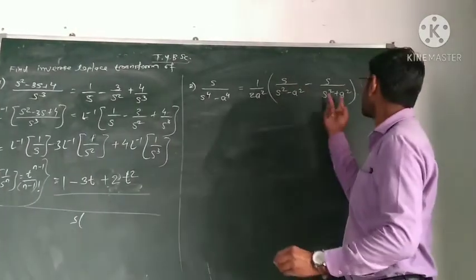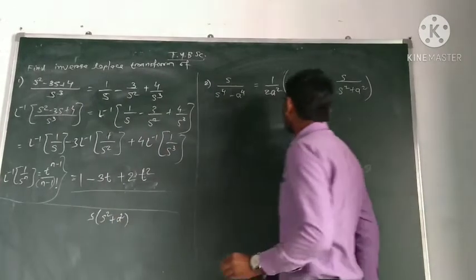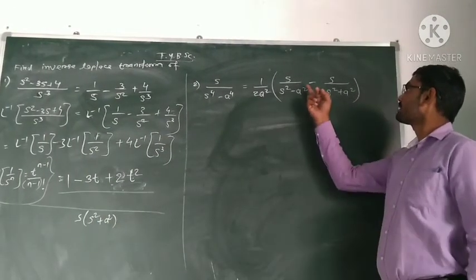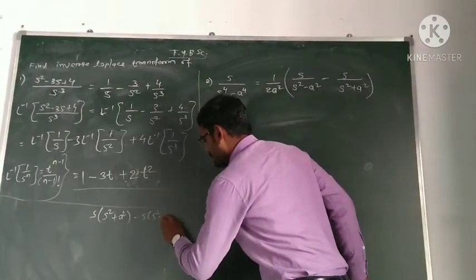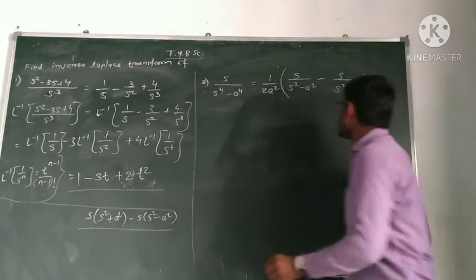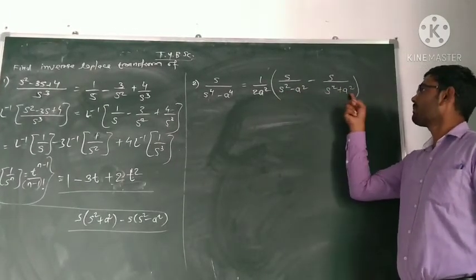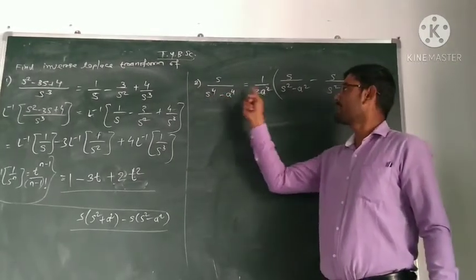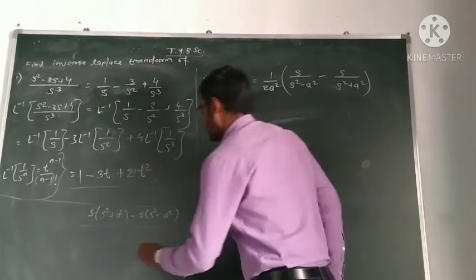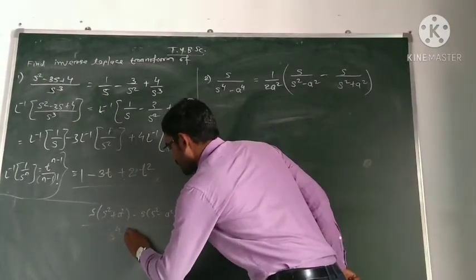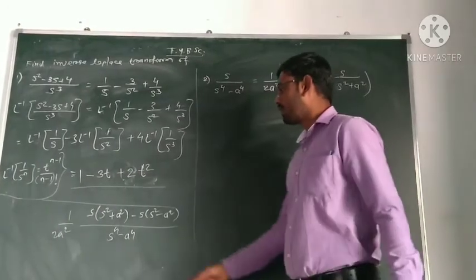First multiplication will take s into s square plus a square, minus s into s square minus a square, upon s square minus a square into s square plus a square, which is a raised to power 4 minus b raised to power 4. So there is no problem in the denominator. Denominator is equal to s raised to power 4 minus a raised to power 4, and here 1 upon twice a square. Now do this solution.